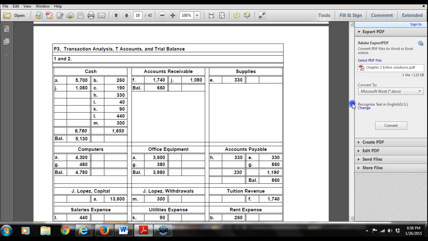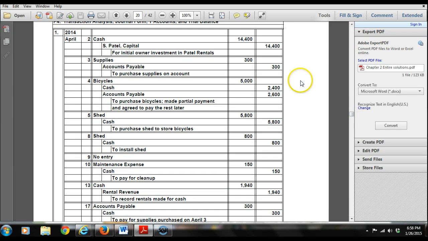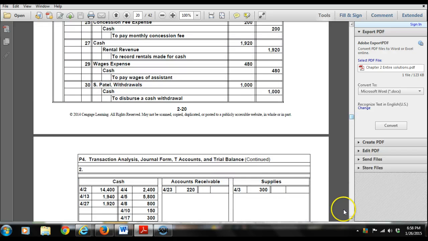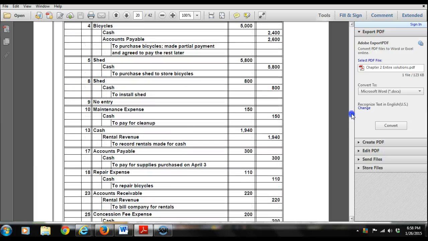So if we go back to our very first journal entry, which shows a debit to cash for $14,400 and a credit to S. Patel Capital for $14,400. We're going to know the date is April 2nd. So we will debit April 2nd under cash $14,400, and then we will locate the S. Patel Capital account. We'll credit on April 2nd $14,400 for S. Patel. Next, we'll go down the line and continue to do this.